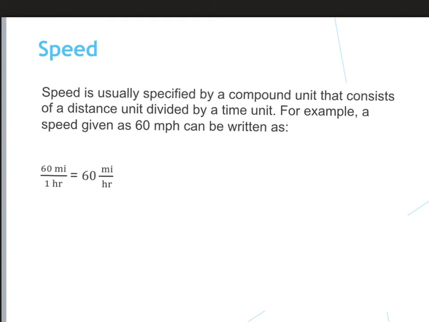Let's take a look at speed. Speed is usually specified by a compound unit that consists of a distance unit divided by a time unit. For example, speed given as 60 miles per hour can be written as 60 miles divided by 1 hour, or 60 miles over 1 hour. Or you may see it as 60 and then miles over hours. They all mean the same thing.